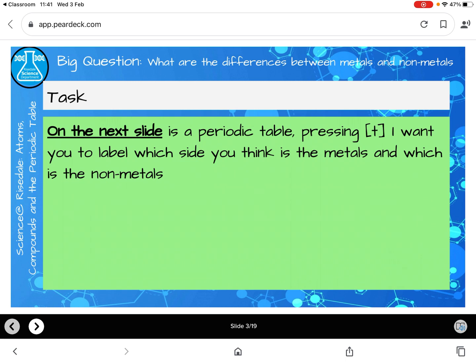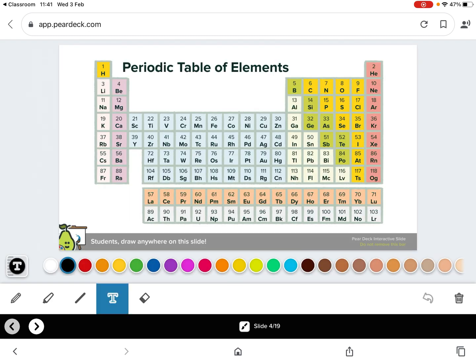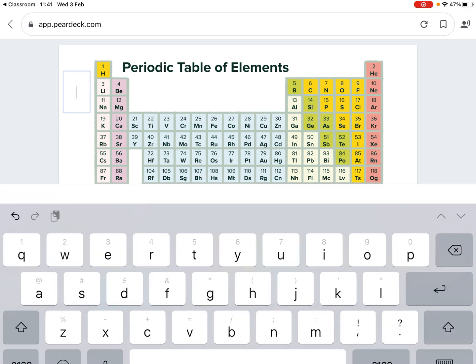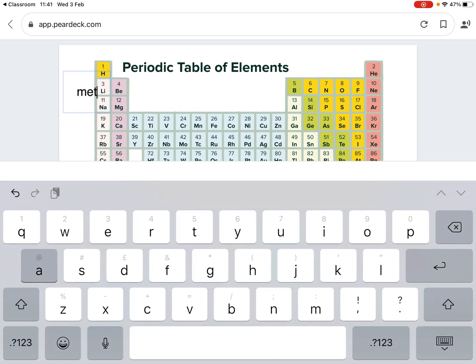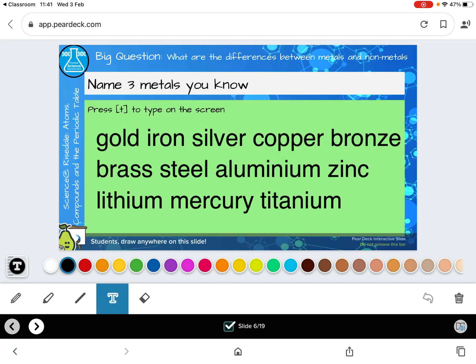On the next slide is a picture of a periodic table. Type where you think the metals and non-metals are. So you had a slide like this. All you had to do was press type, and then you had to decide which side you thought was metals and which side you thought was non-metals. And then the next slide told you the answer, and it showed you where they split up along this red line here, and that the left-hand side of the table is metals and the right-hand side is non-metals.